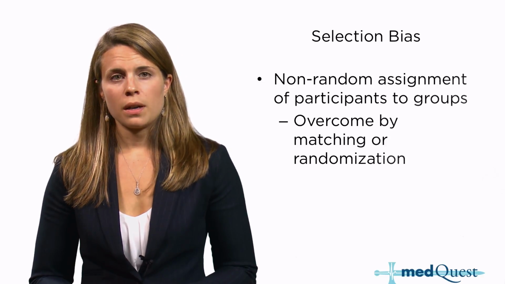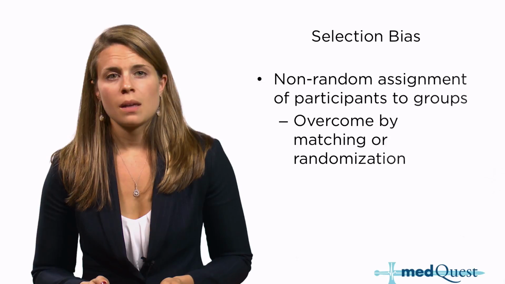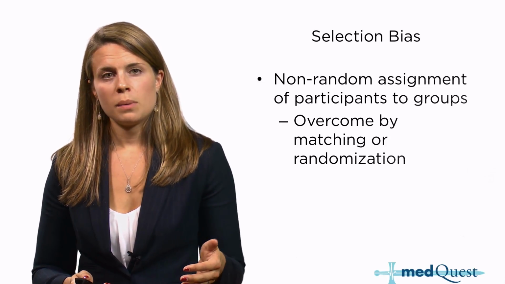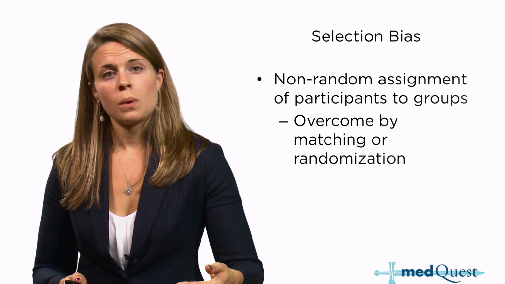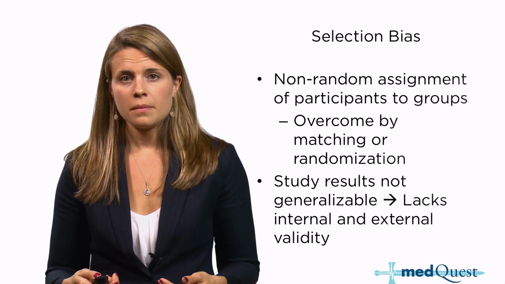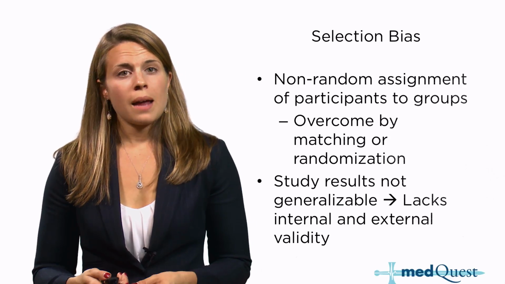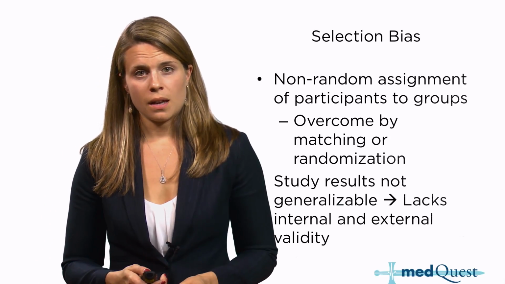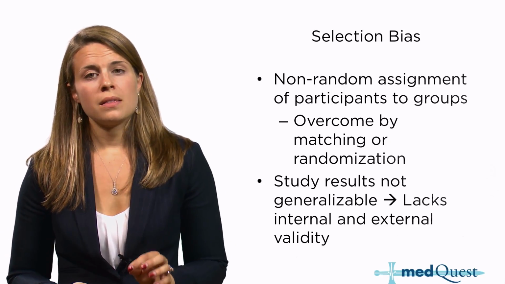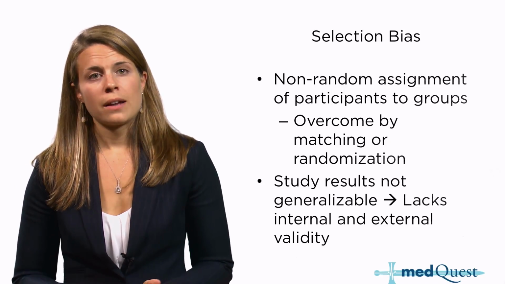The same is true of randomization. If we randomize subjects into treatment and control groups, then you're much more likely to be able to say, okay, this effect is genuine as opposed to due to something that I haven't accounted for in my analysis. Anytime that you suspect selection bias in a study, this means that your study results are not generalizable, and this means that it lacks internal and external validity.